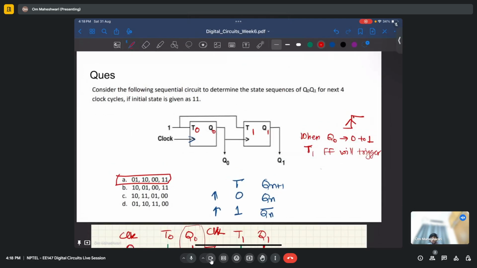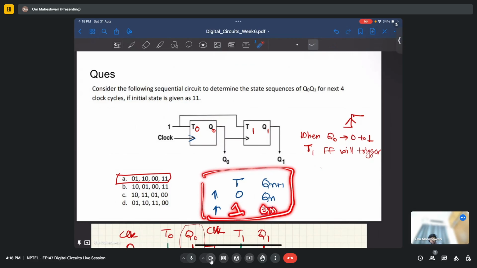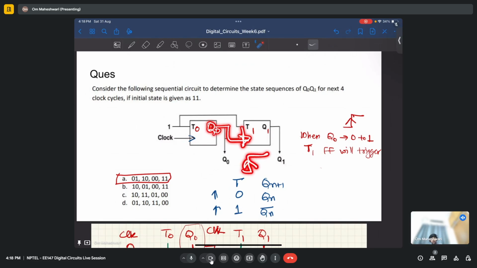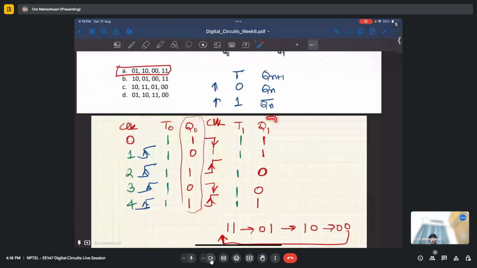The only thing to take care of here is that we know the T flip-flop and its truth table. It is very simple: whenever T is 1, it will flip whenever there is a positive edge on the clock. But here the clock is not the same in both. Here we have an initial clock, but this Q0 output serves as the clock to this one. So whenever Q0 flips from 0 to 1, its positive edge will serve as a trigger for this flip-flop. That is what we did there. For the first, we have the clock. For the second one, Q0 is the clock.